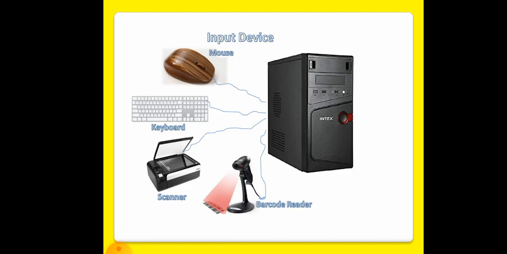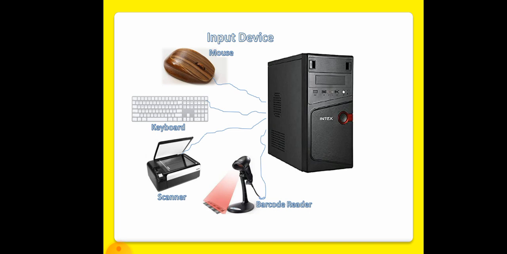So these are the examples of input. So mouse, keyboard, scanner, barcode reader, all these things give data to the computer. So these are called input devices. Okay. If you type something on the keyboard, that is input. If you send a photo through the scanner to the CPU, it is also an input.